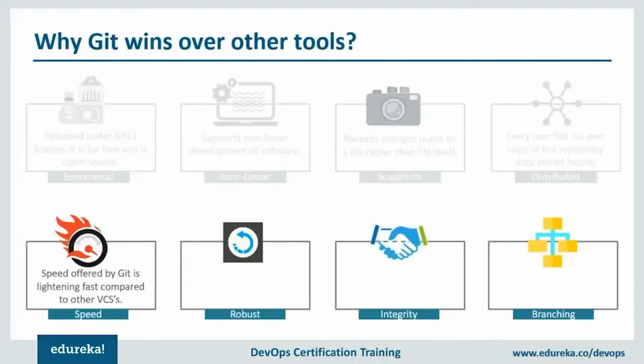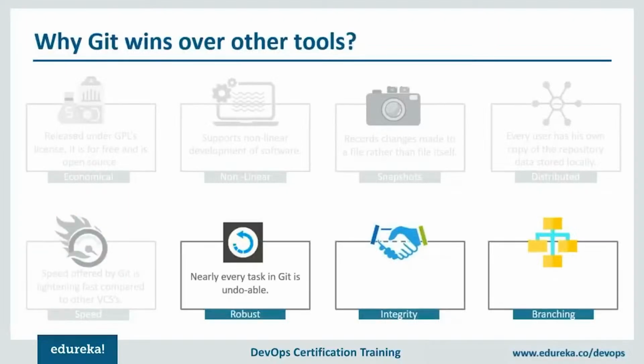Next in the list, we have Git offering speed. Git offers lightning-fast speed when compared to the other version control tools. Not only does Git offer speed, but Git is also robust. When I say robust, that is because every task is undoable. So just in case you commit some changes and you want to revert them back, then definitely you can do it. You can revert back to any action that you have performed even if it is 10 actions back.